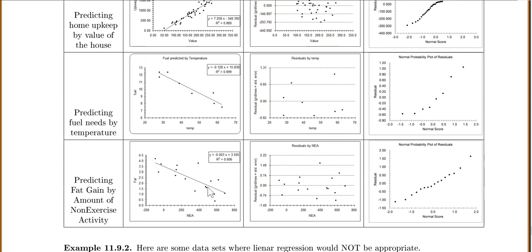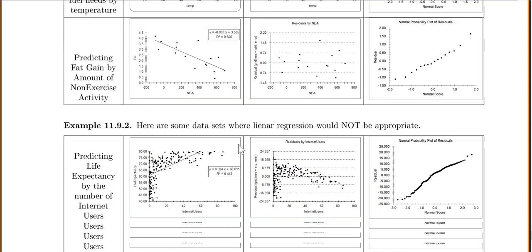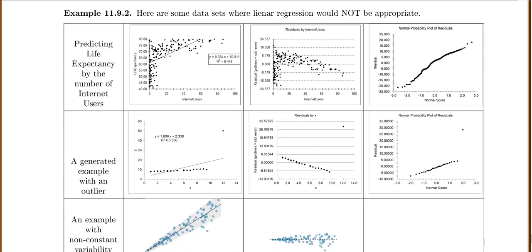And when we predict fat gain by amount of exercise, it looks like I'm close to a line. My residuals against x look fairly random, and that's pretty close to a straight line, so my residuals would be normal. Here are some data sets where linear regression is not going to work. This is where it's more interesting, seeing things that are wrong.